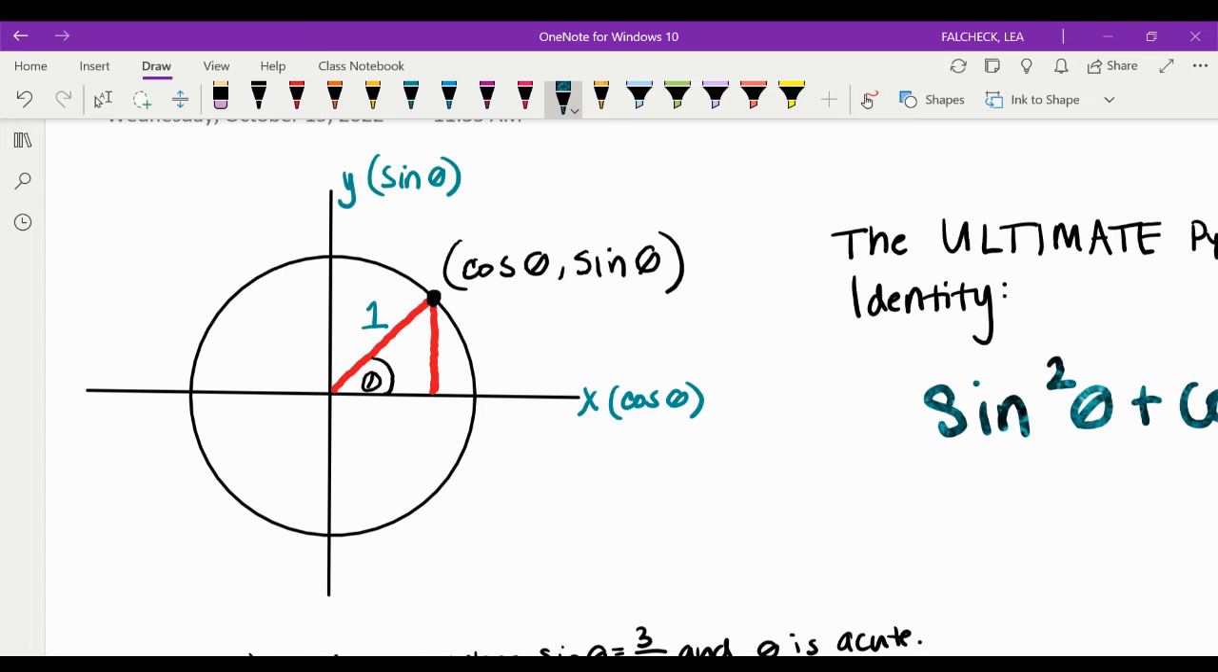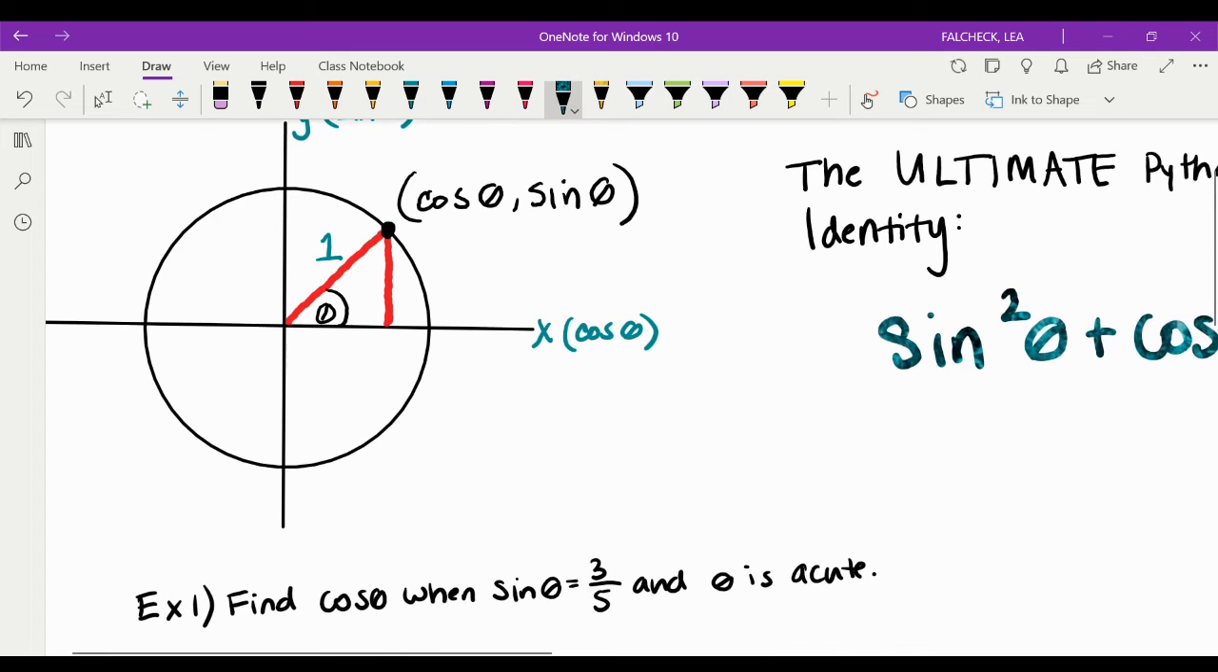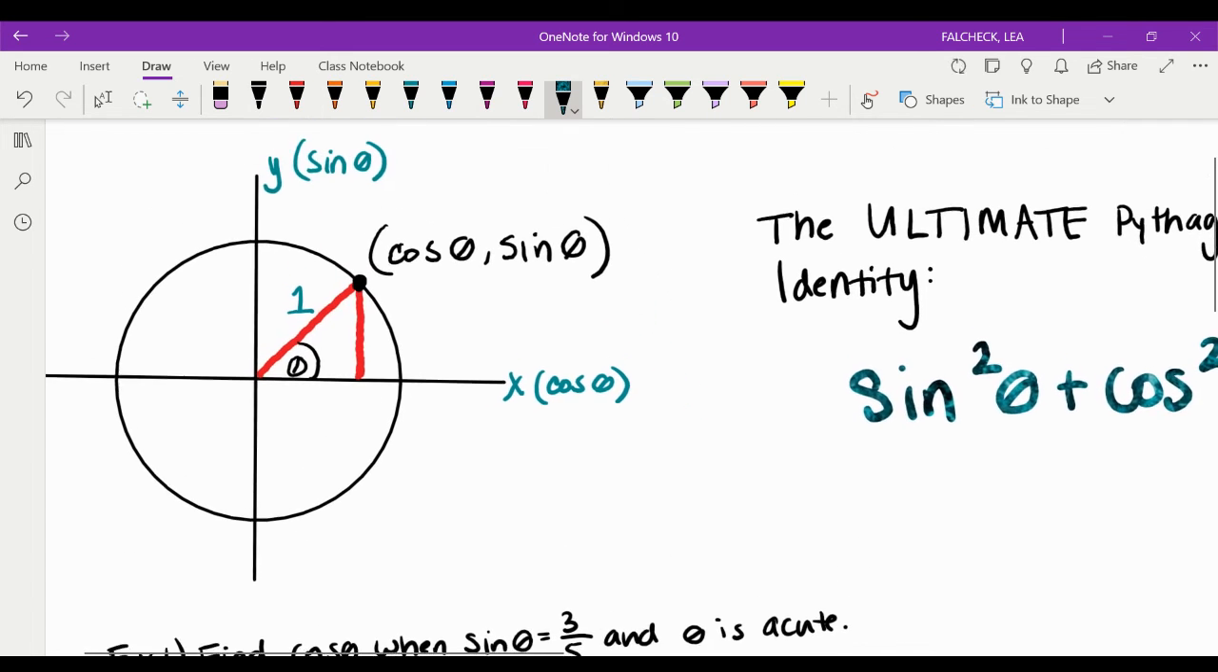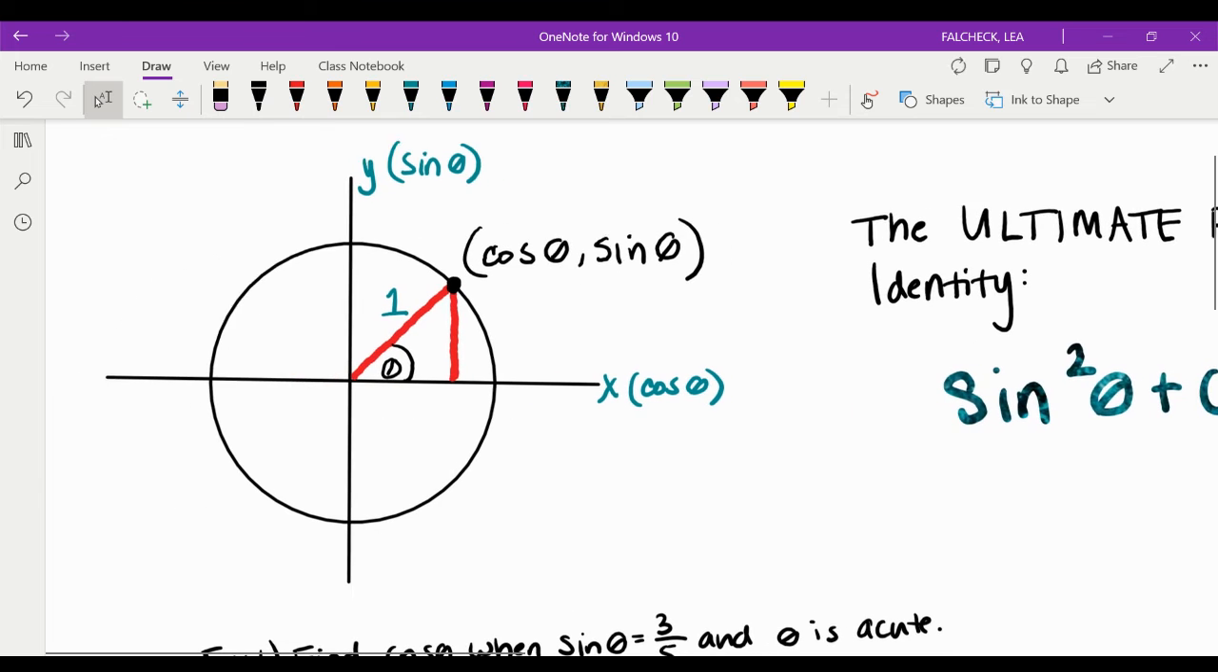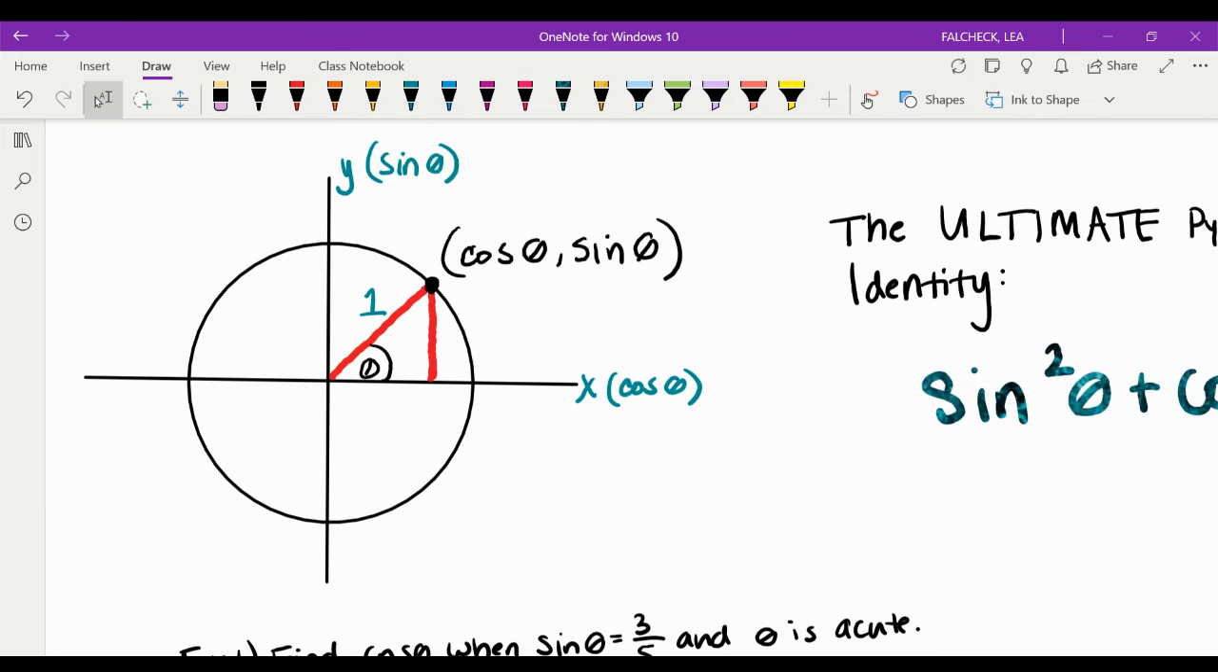Just kidding. But it is a very handy song and it gets stuck in your head and it will help you remember that x is cosine and y is sine.